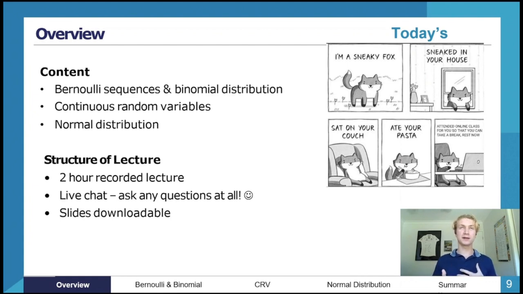In terms of the structure, today we've changed it up from past years. We're now going with 2 hours of recorded lecture, so this isn't live, and that will be all content. So as you're watching this lecture, if you see something that's confusing or you don't understand, or perhaps it's a question about course structure, what services we have available, etc., there's a live chat. It's going right now. Feel free to just say hi.